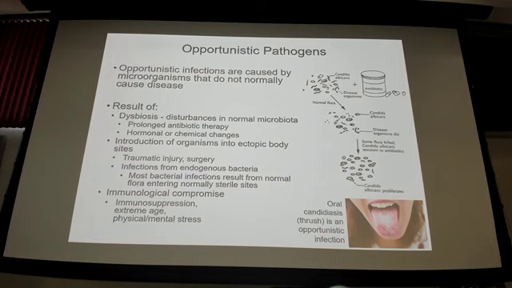Sometimes organisms are introduced into ectopic body sites. What does ectopic mean? Like if you have an ectopic pregnancy. Yeah, somewhere you're not supposed to be. Ectopic pregnancy is when you have a pregnancy that's starting in a place where it shouldn't be, and same with organisms that are coming into an ectopic site. If it's supposed to be in your gut, it shouldn't be in your bladder, probably, right? That would be a bad thing.